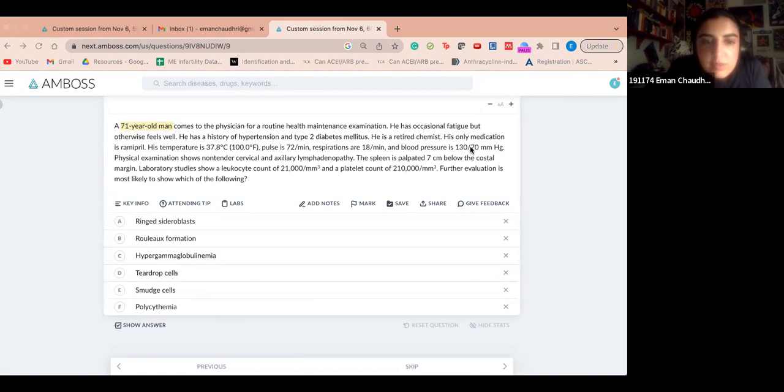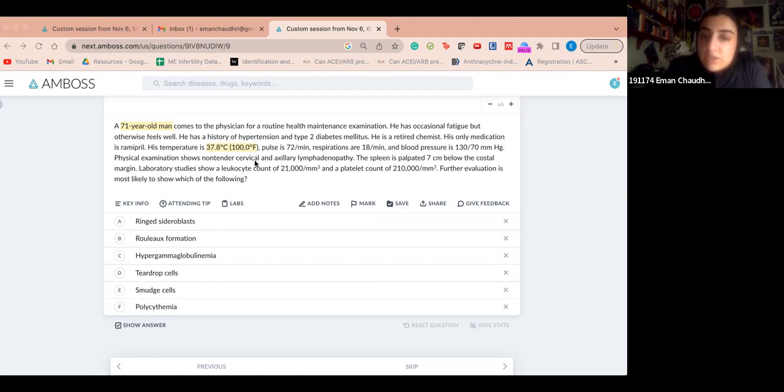Good, ACE inhibitor. Temperature is 37.8, pulse 72, respirations are 18, blood pressure 130/70, nothing out of the normal, except maybe his temperature is slightly high. This is a low grade fever, okay?